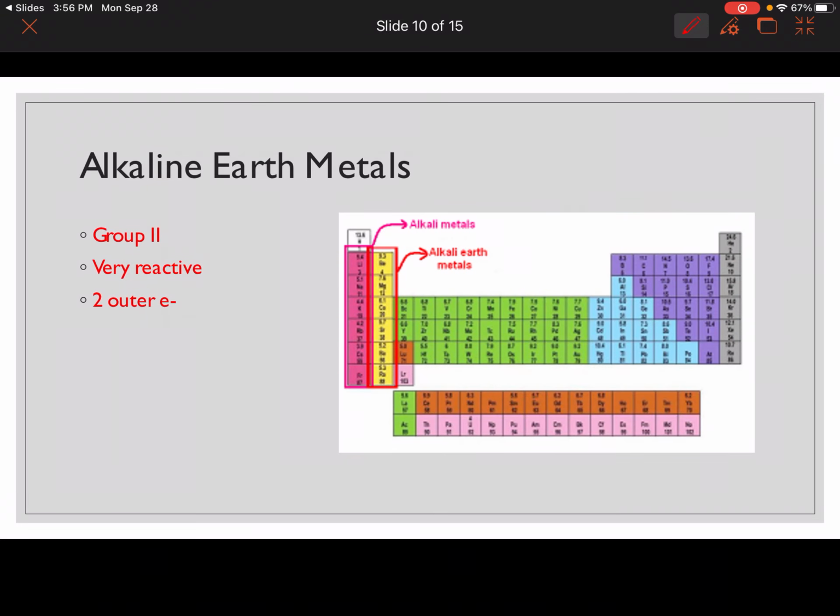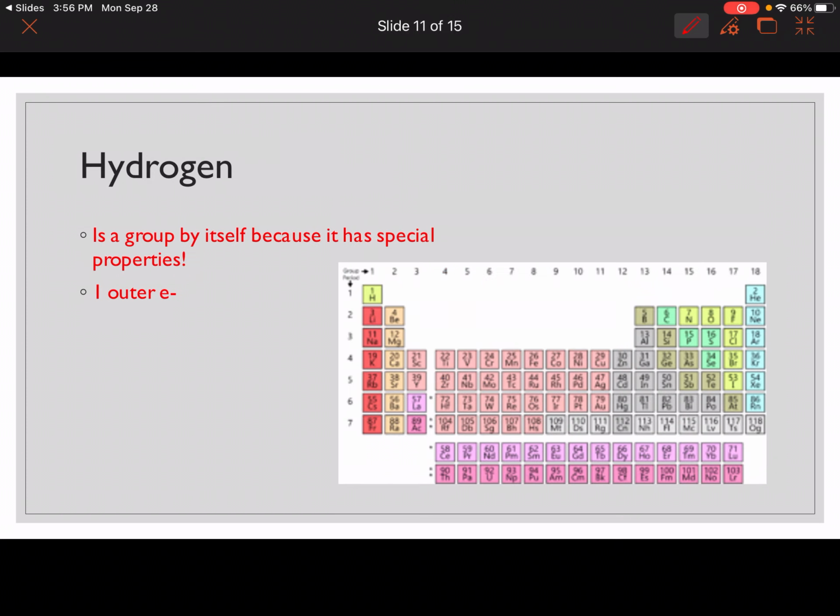Okay, so group number 2 is the alkaline earth metals. So this group here, oh shoot, the resolution on that is not good. That's beryllium, magnesium, calcium, etc. Okay, so these are also very reactive. And they've got 2 outer electrons. So all of the alkaline earth metals have 2 outer electrons.